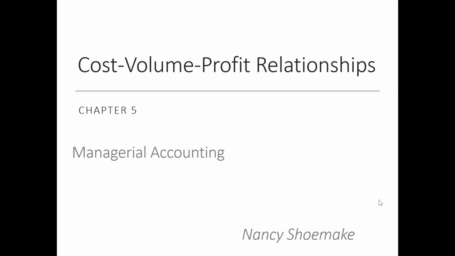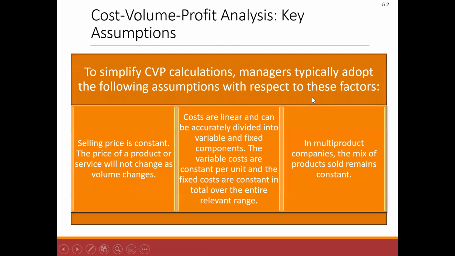So the cost volume relationships, this is chapter 5. Cost volume, what we call profit analysis. Oftentimes, we try to figure out the cost of items based on the volume that we create. To simplify these cost, volume, profit calculations, managers typically adopt the following assumptions with respect to these factors.